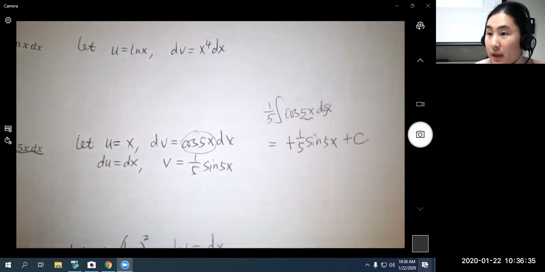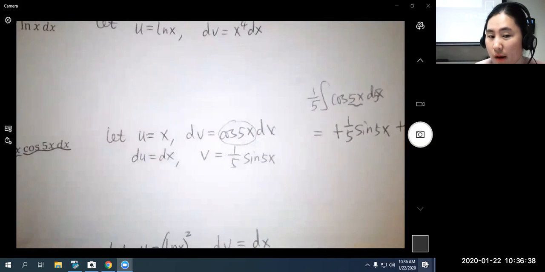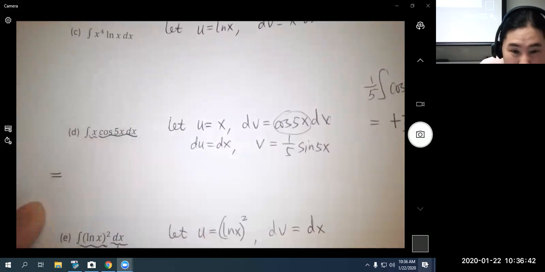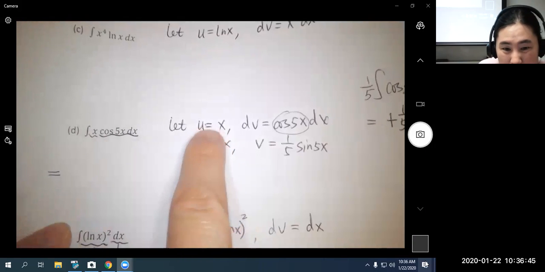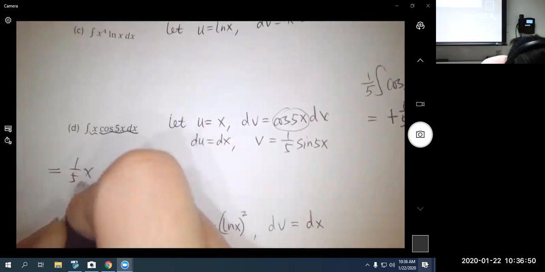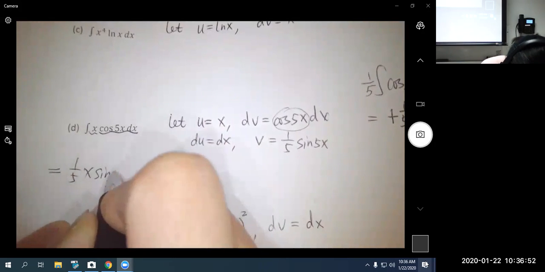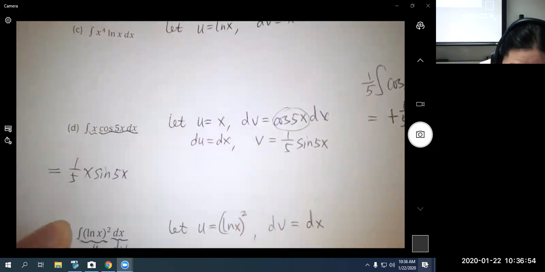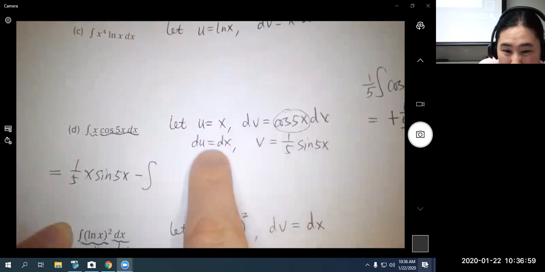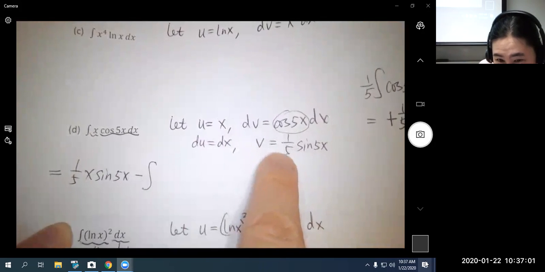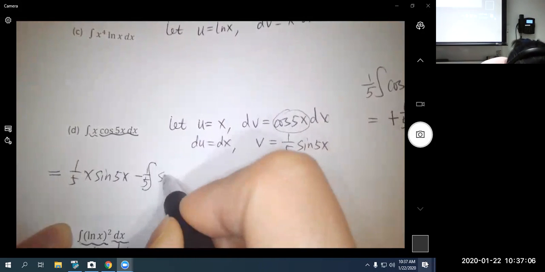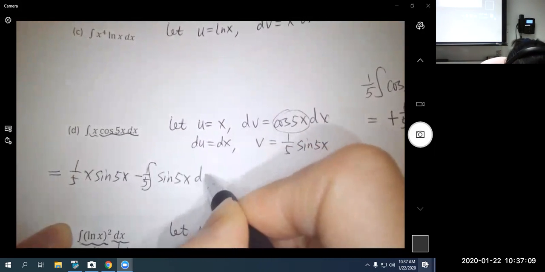Agree with this, everybody? All right, now let's see what we can get by integration by parts. u times v: 1/5 times x times sin of 5x, minus the integral of v times du. v is 1/5, I read it as 1/5 in front, sin of 5x dx.